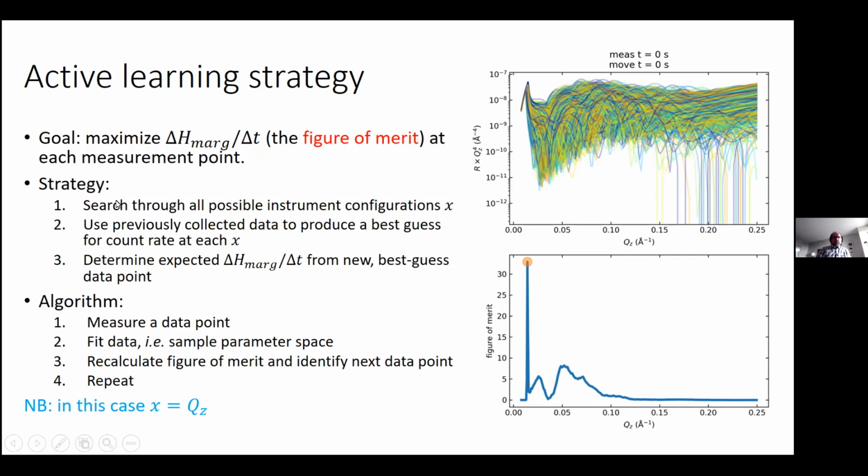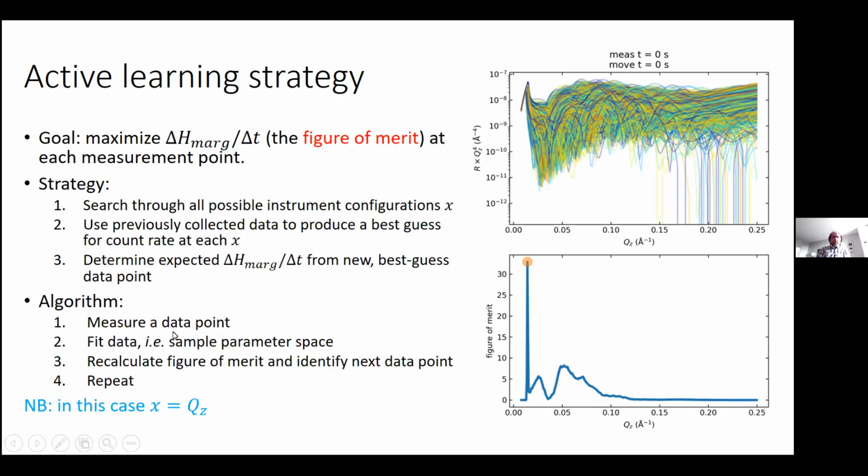The strategy here is straightforward. You search through all your possible instrument configurations. You can put them in a vector called X. For our monochromatic reflectometers, where we're measuring point by point, this would just be Q. We use any data that we've collected to date to produce a best guess for the count rate at each Q. We calculate this figure of merit using that information. I'll show you how that works in the next couple of slides.